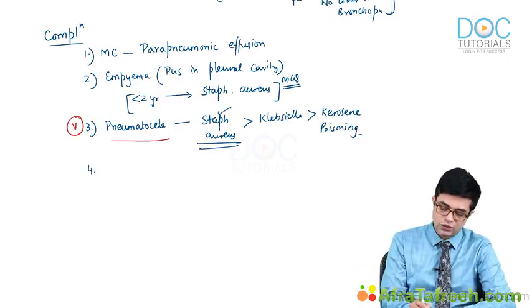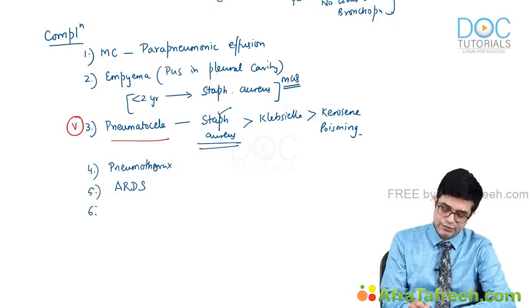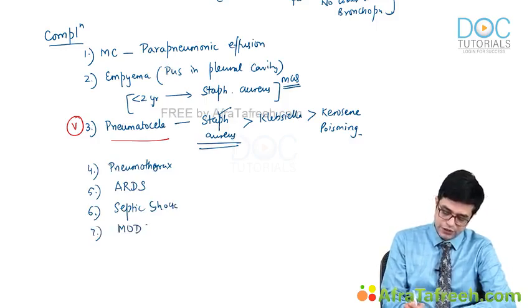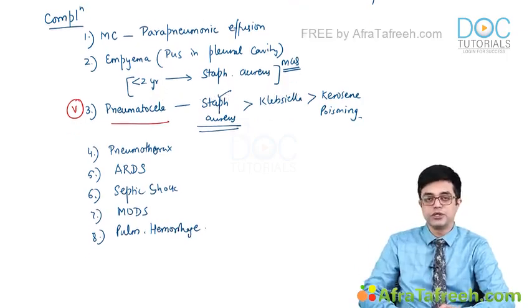Other complications include pneumothorax. There can be ARDS, acute respiratory distress syndrome. There can be septic shock. And there can be MODS, multiple organ dysfunction syndrome. Lastly, there can be pulmonary hemorrhage. So these are the various complications associated with childhood pneumonias.